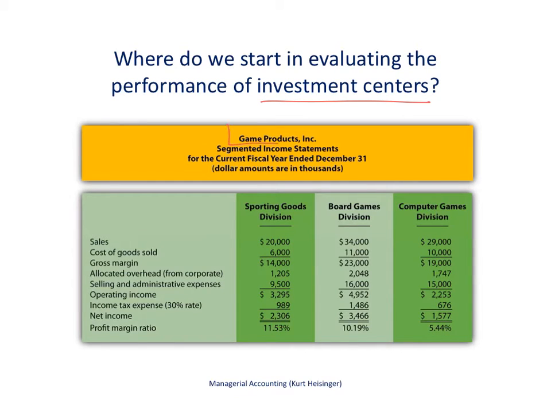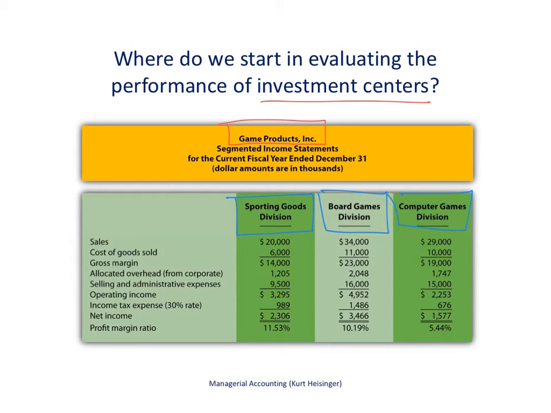That's what you see right here at the top, and we're looking at the three different segments that Game Products Inc. has. And this is the information for the fiscal year ended December 31st. We have three divisions: the sporting goods division, the board games division, and the computer games division. So this is a decentralized organization that has three separate divisions and has a manager or groups of managers that oversee each of these divisions. They're separate groups. And so what you see here are these segmented income statements.